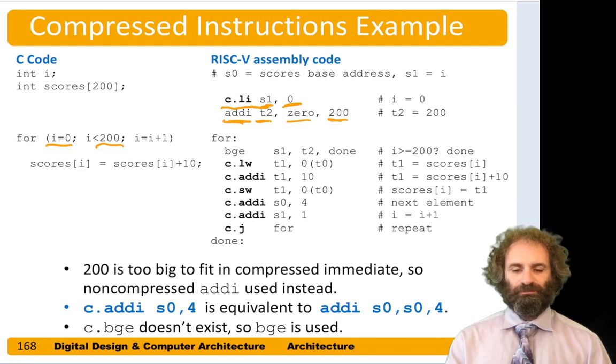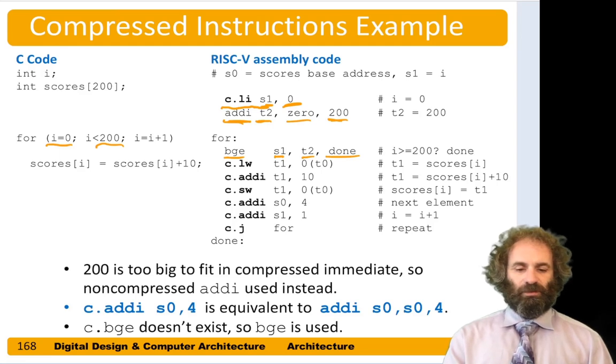Now we want to see if we're done. We continue if I is less than 200, so we want to leave if I is greater than or equal to 200. We use a branch greater than or equal to S1, T2, and done. And again, this takes too many bits to do the branch to pack into a compressed instruction, so this is an uncompressed version.